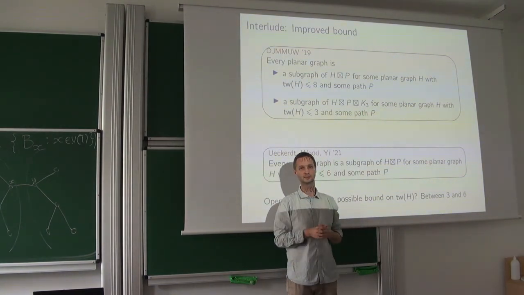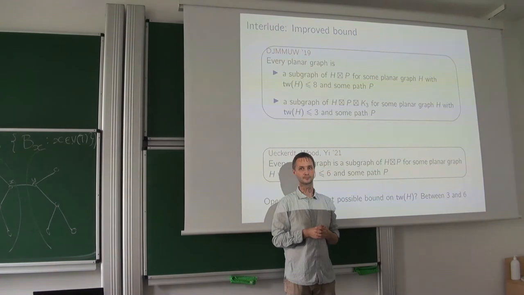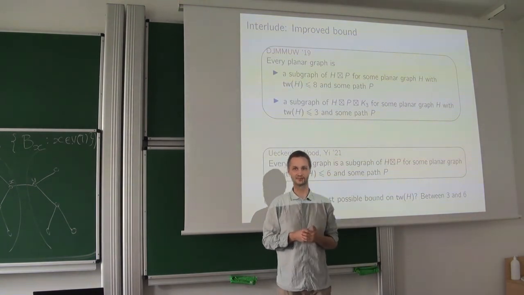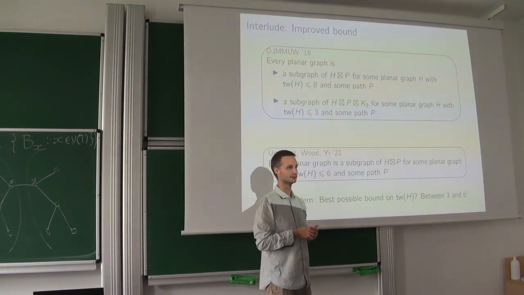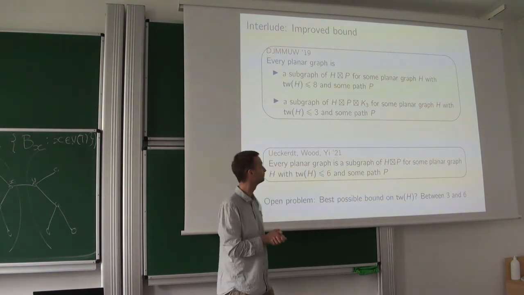Yes, Bartek? And if you allow larger cliques of some constant size, you still cannot improve the 3 by 3? If I remember well, yes. That's a very good question, but yes, there is no way to go to 3 with 2.